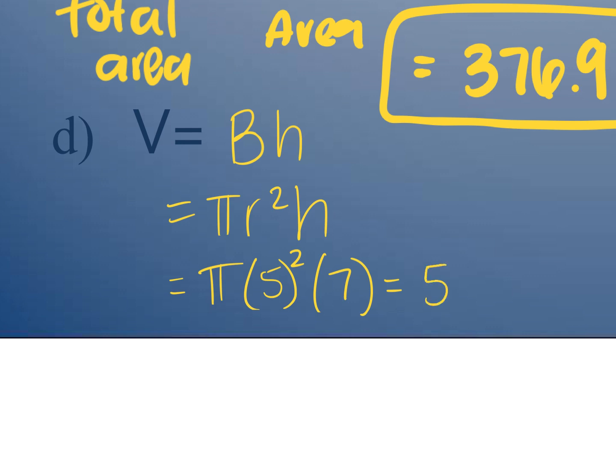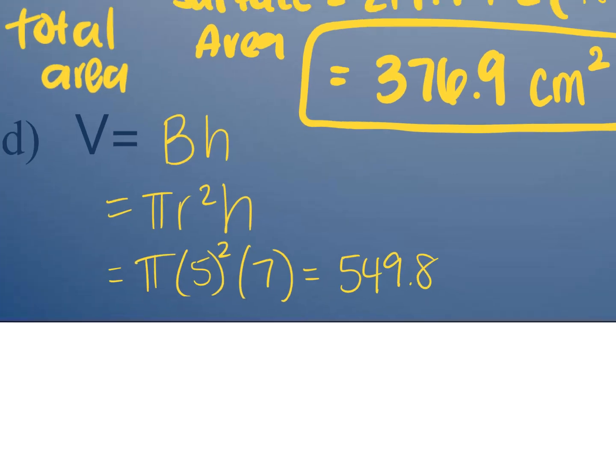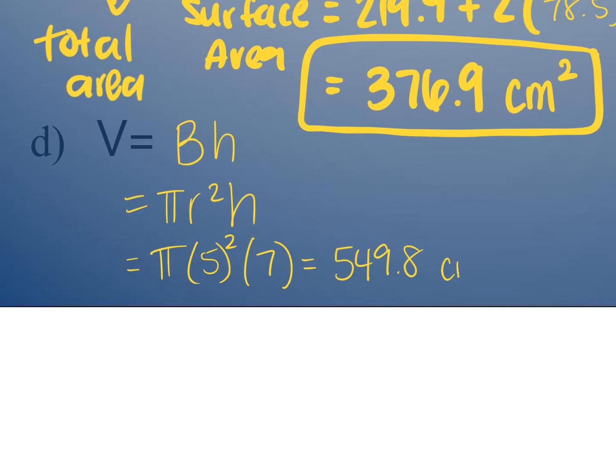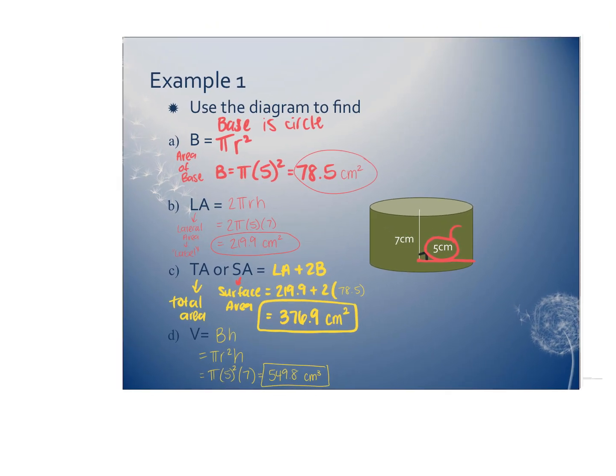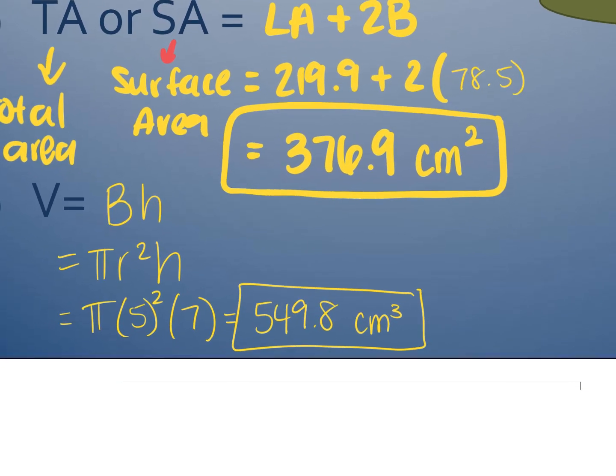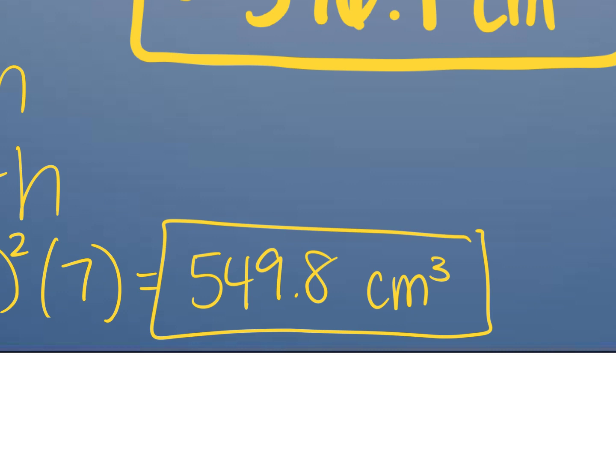549.8. What units does this guy get? Centimeters cubed. Why cubed? It's a volume, okay? Ronnie, go ahead. Ronnie. Okay. What questions do we have on example 1? 549.8.